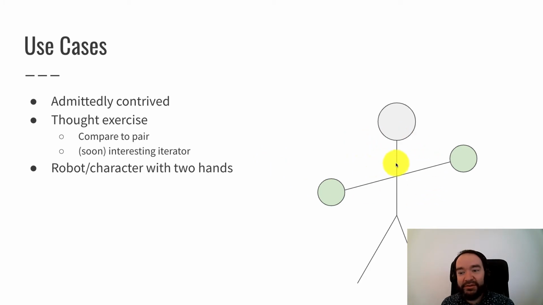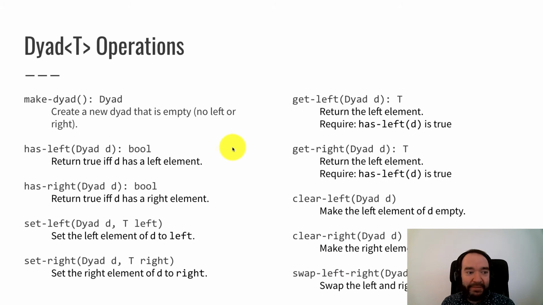So here's just a beautiful drawing of a person, and they've got a left hand and a right hand, these circles. If you wanted to program this and have an object that could be held in each hand, and it's the same kind of object, then a dyad would be a data structure that would work for that. So here's the abstract data type of a dyad, and we've listed out the operations in the same kind of notation as for other data types.